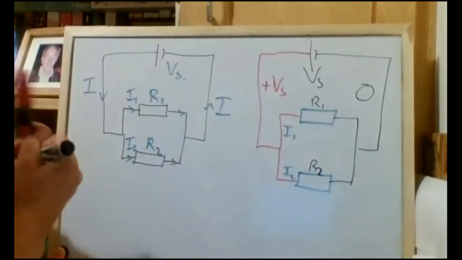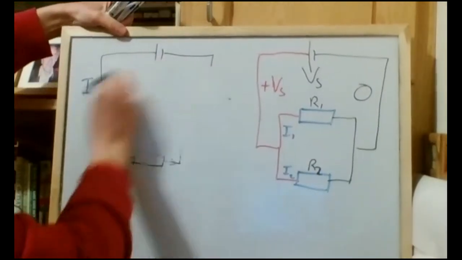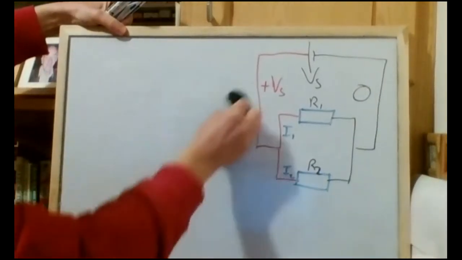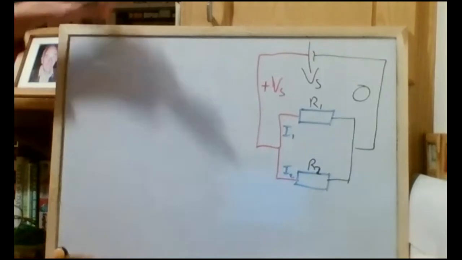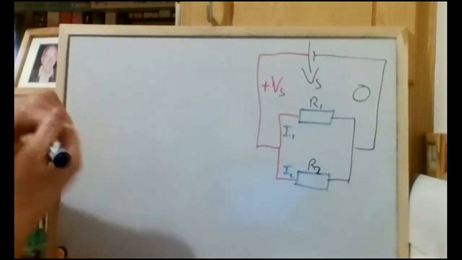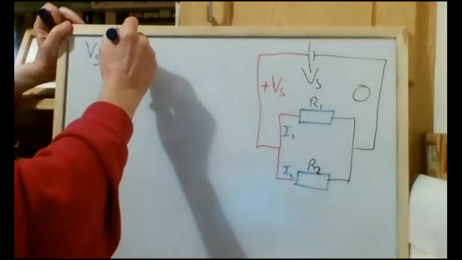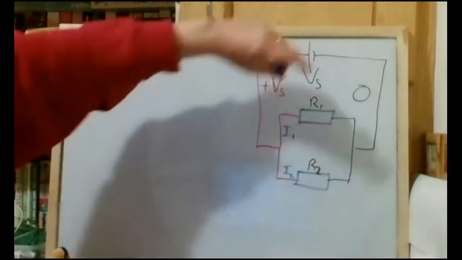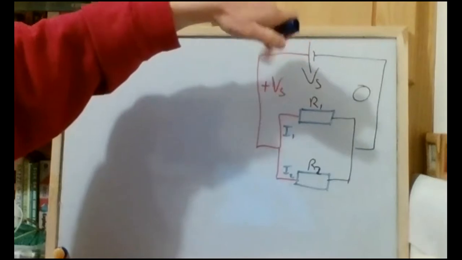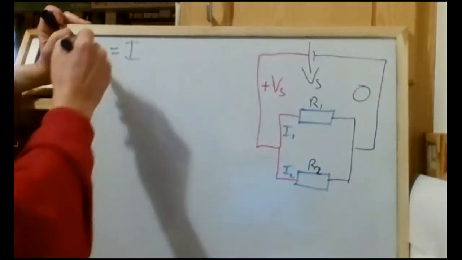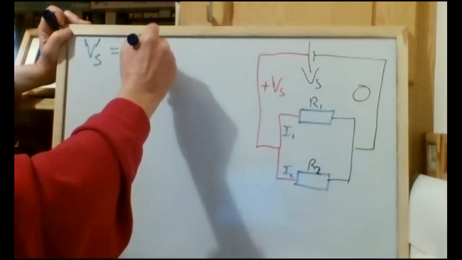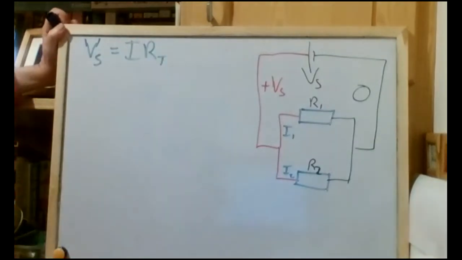So we're going to apply Ohm's law. I'll just get rid of this circuit altogether now. We're going to apply Ohm's law to the whole circuit. When you apply Ohm's law to the whole circuit, Vs equals I, so we're talking about the current around the battery here. Vs equals I times the total resistance of the circuit.